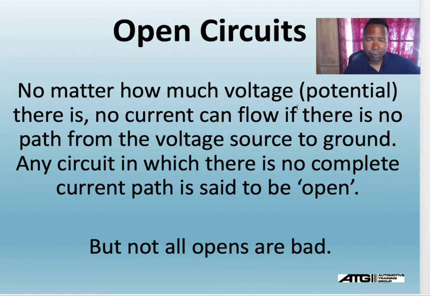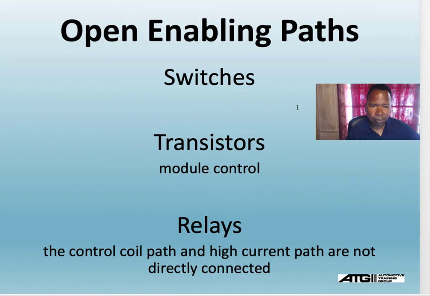Current will not flow. You cannot have a circuit operate if there's an open, a break, or an interruption in the circuit. Any circuit in which there is no complete path is said to be an open, but not all opens are bad, because you can have an open ground switch that controls the circuit. It's supposed to be open until you engage it. You've got switches, transistors inside modules, and relays. Usually they are normally open and controlled by something to close them to activate a circuit.